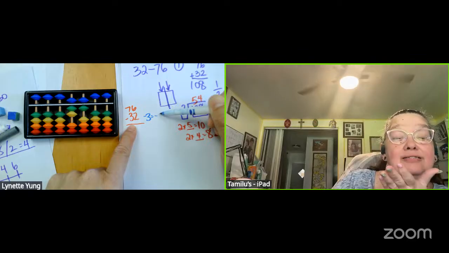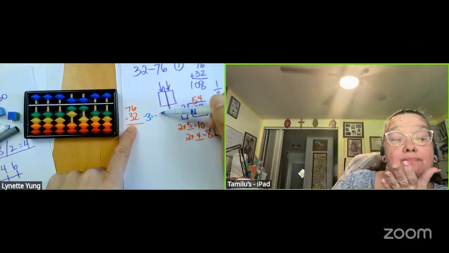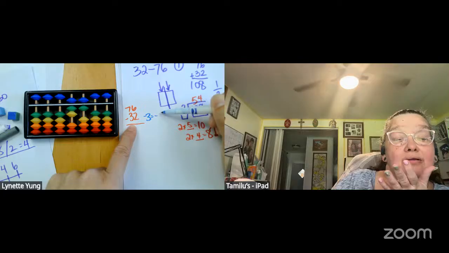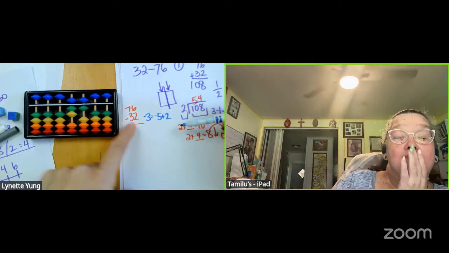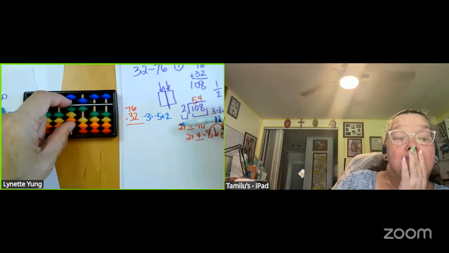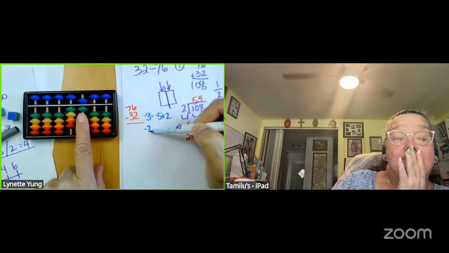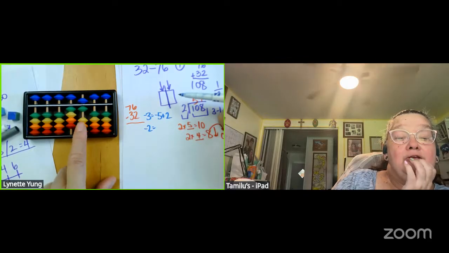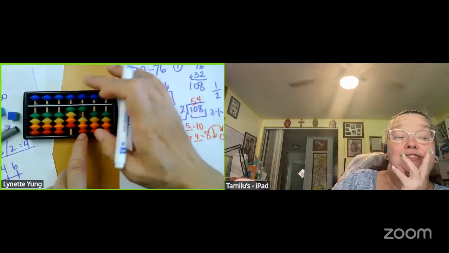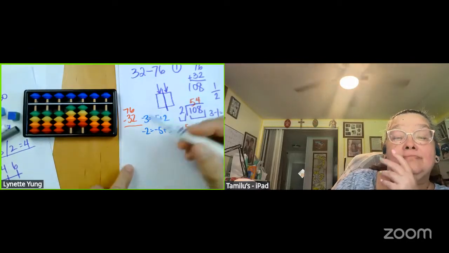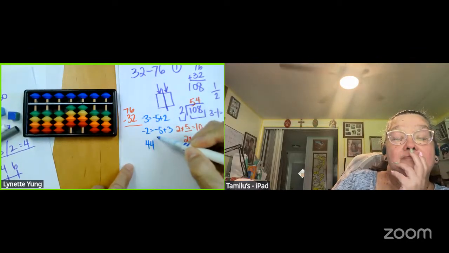In this case, it is minus the 5 plus the 2. And then I want a minus 2 here. Is there enough? No, it says minus 5 plus 2, but plus the 3. Sorry. So here our answer is 44.